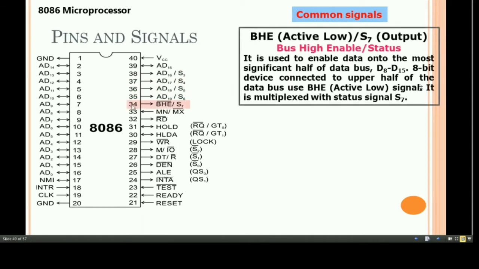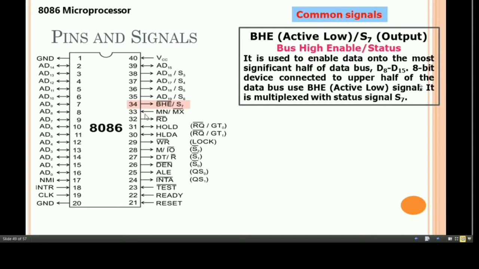Now the next pin, pin number 34, is bus high enable. This is generally active low, and this active low is represented by the bar on this BHE. So BHE stands for bus high enable, and since there is a bar on it, that means this pin is an active low pin. It is combined with S7, and this pin, pin number 34, is an output pin. This is used to enable data onto the most significant half of the data bus, that means D8 to D15.